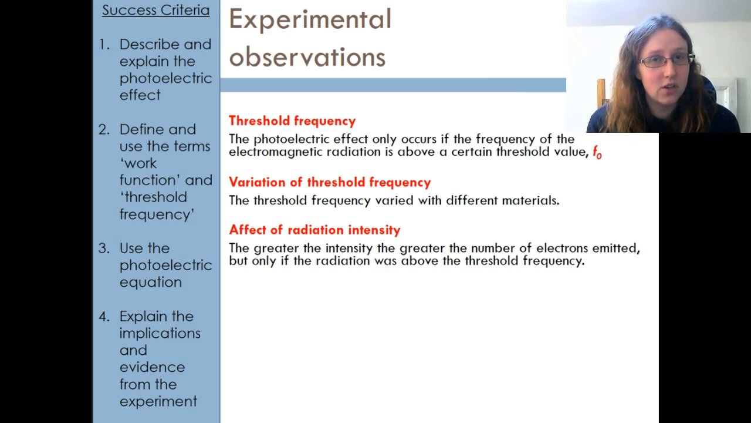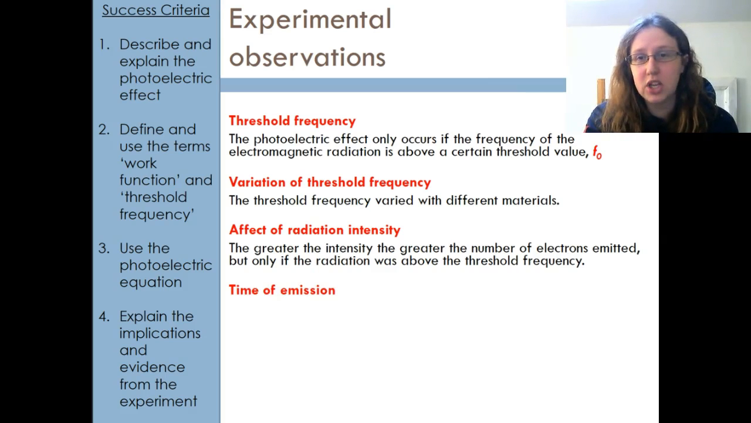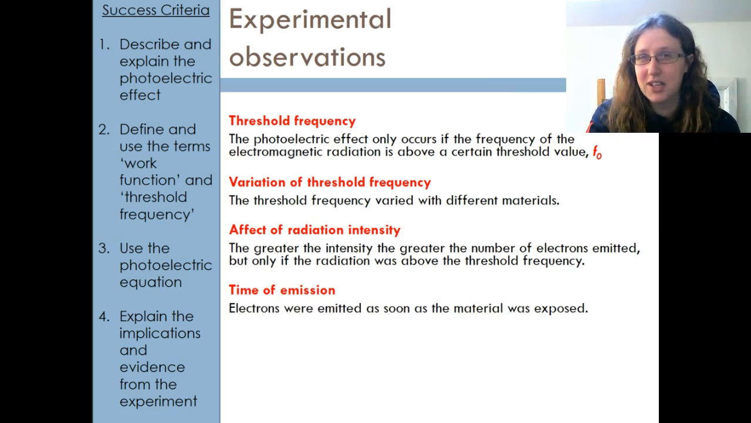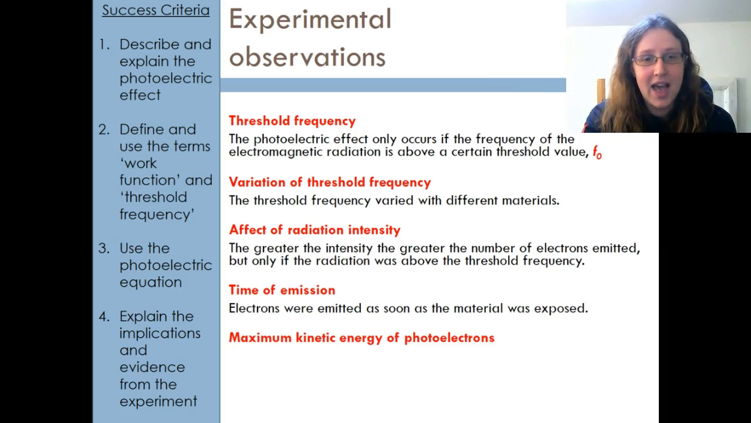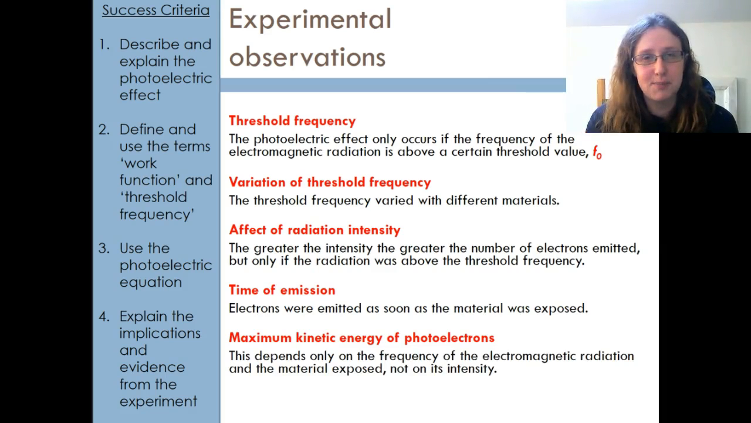If you were below the threshold frequency, it wouldn't matter how high the intensity was, you still wouldn't get any electrons off. But once you pass the threshold frequency, changing the intensity changed the number of electrons that were released. Hopefully you noticed that if you're above the threshold frequency, the electrons were emitted immediately. There was no delay, it didn't matter how long you waited. You should have also noticed that the speed at which the electrons were released depended on the frequency. So higher frequency led to faster electrons. Hopefully those are things that you should have observed.